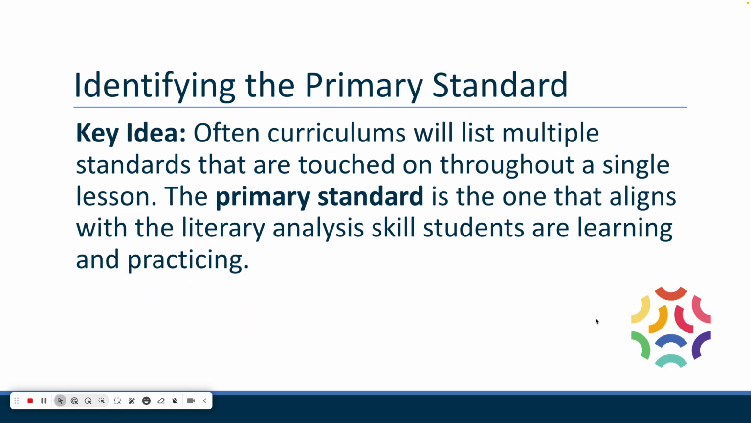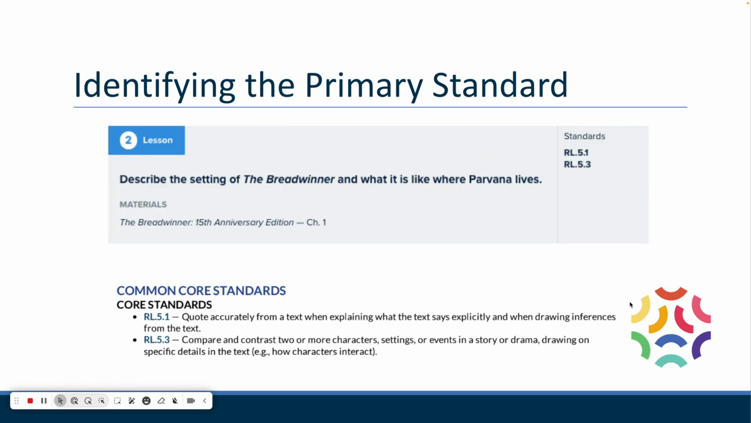We know that many ELA curriculums and lessons list multiple standards that each lesson addresses. Some of these standards are from different strands, such as language, writing, or speaking and listening. They may also list several standards within the RL and RI strands. However, the primary standard is the one that aligns with the literary analysis skill students are learning and practicing.